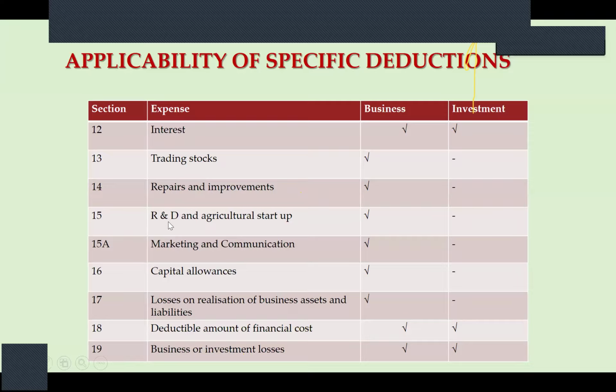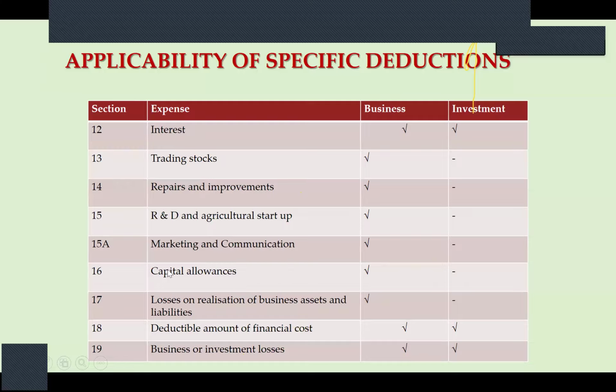Section 15 is research and development and agricultural startup business. So it is also applicable for business income. Section 15A. Now I think you can remember, we have included this section from the 2021 amendment. So that is why we have included it in between section 15 and 16. Then we named it as section 15A. So it is marketing and communication expenditure. It is also for the business.